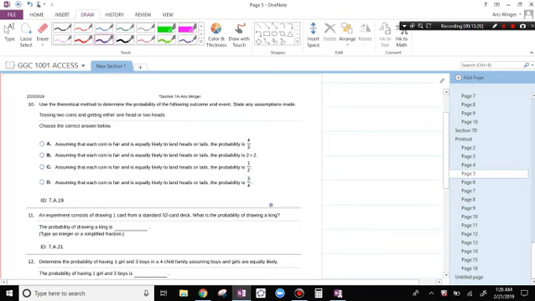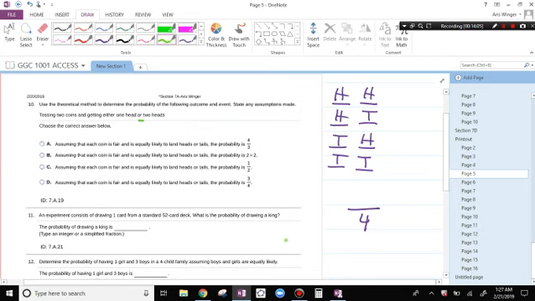Use the theoretical method to determine the probability of the following outcome and event. State any assumptions made. Tossing 2 coins and getting either 1 head or 2 tails. Right, so I'm going to toss 2 coins. So I could get both heads. I can get heads and then tails. I could get tails and then heads, or I could get both tails. Right? So there are 4 possible outcomes, and the event that I'm interested in, the word or, means either one.